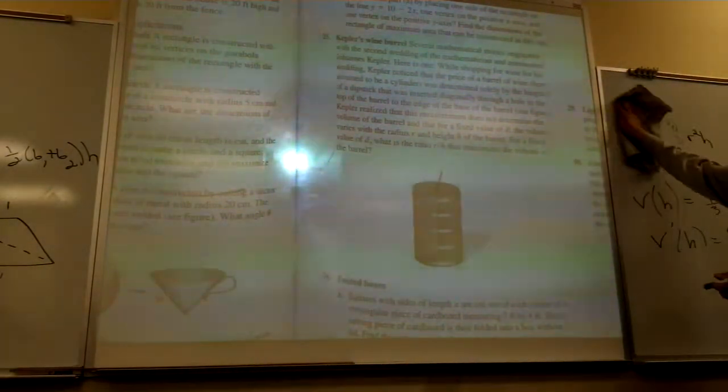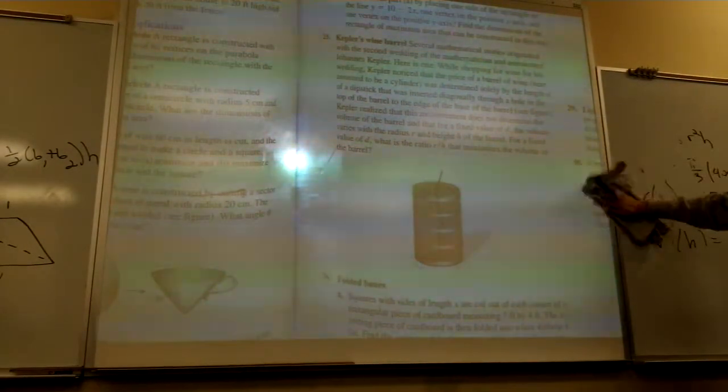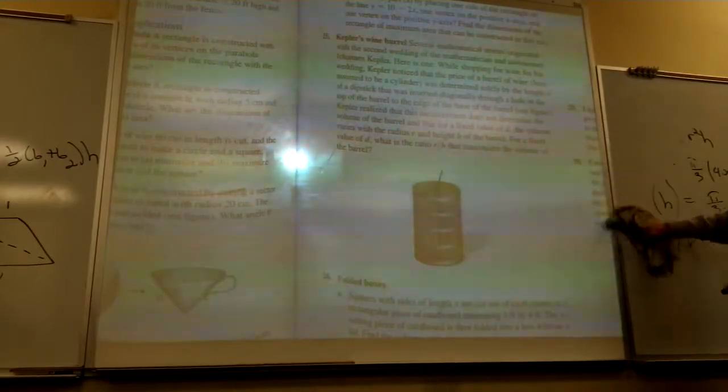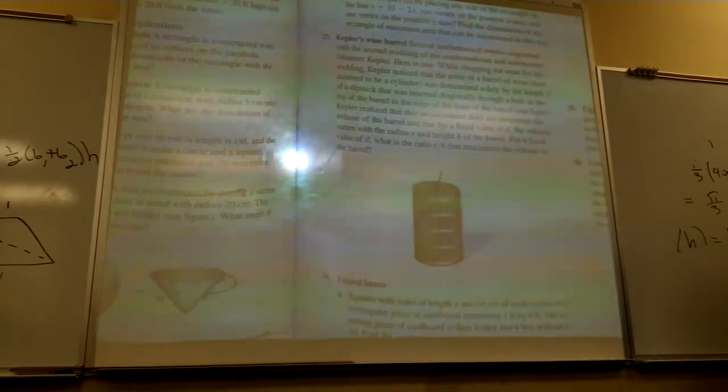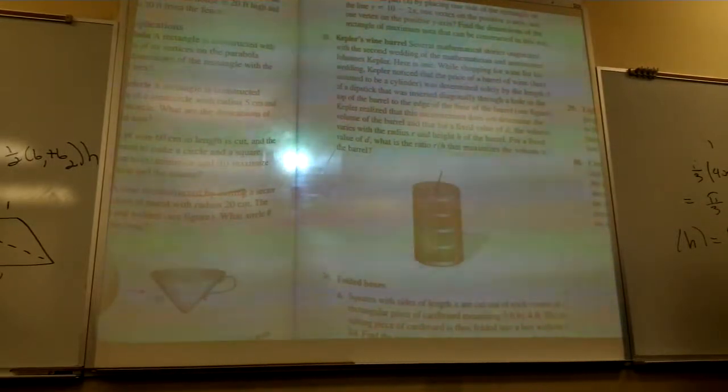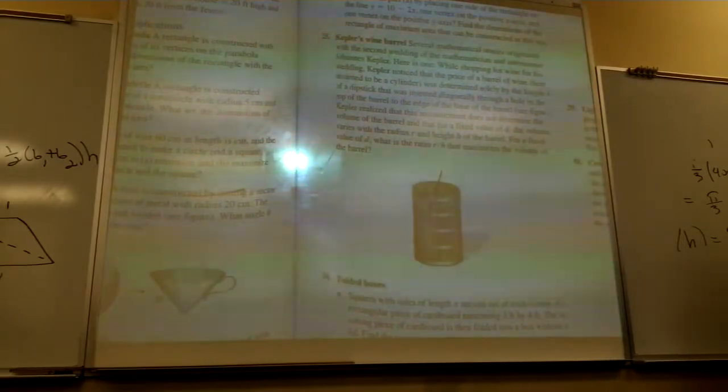So, several mathematical stories originated with the second wedding of the mathematician and astronomer Johann Kepler. Here's one of them. While shopping for wine for his wedding, Kepler noticed that the price of the barrel of wine was determined solely by the length d of a dipstick that was inserted diagonally through a hole in the top of the barrel to the edge of the base of the barrel.